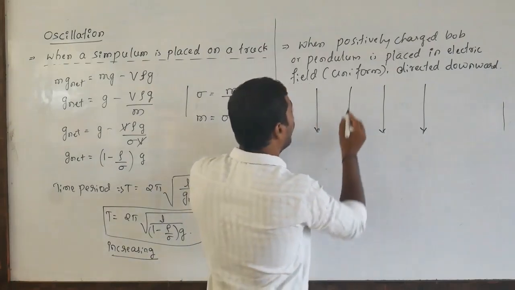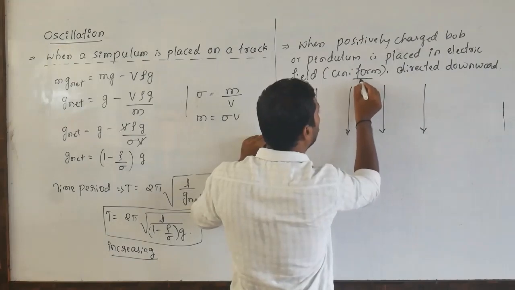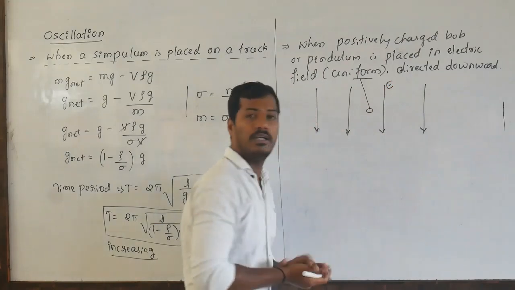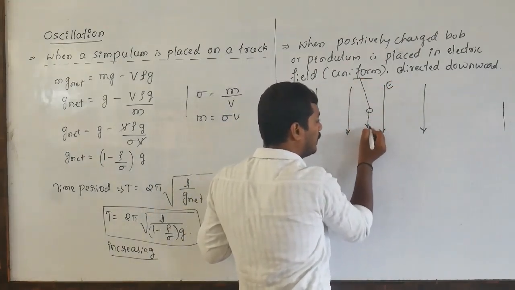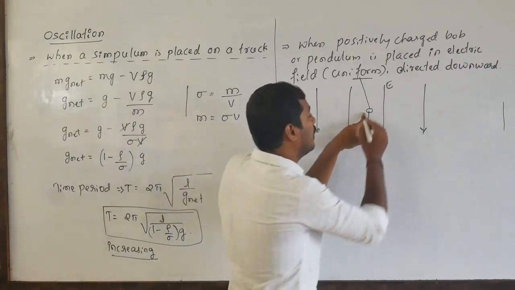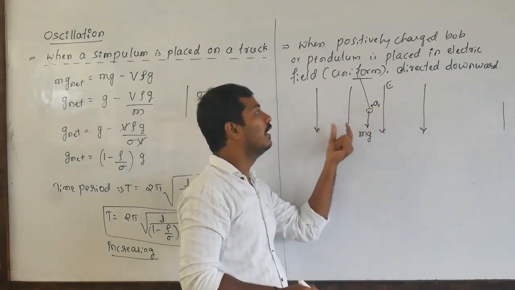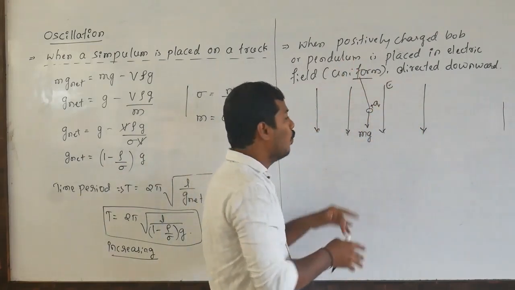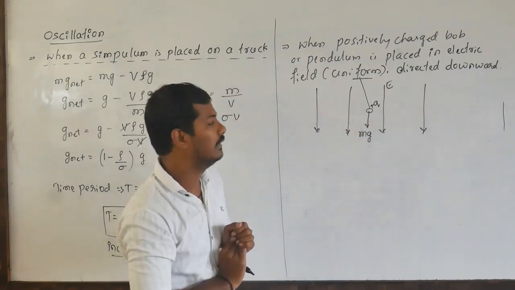When a charged pendulum enters the electric field, the pendulum is always directed towards the ground, and the force due to gravity is mg. The positively charged bob is there, and the electric field is also there. Both are in the same direction. What is the net G here?